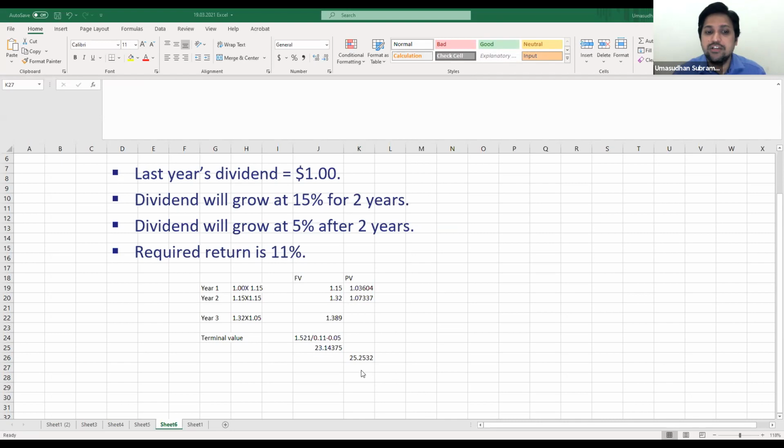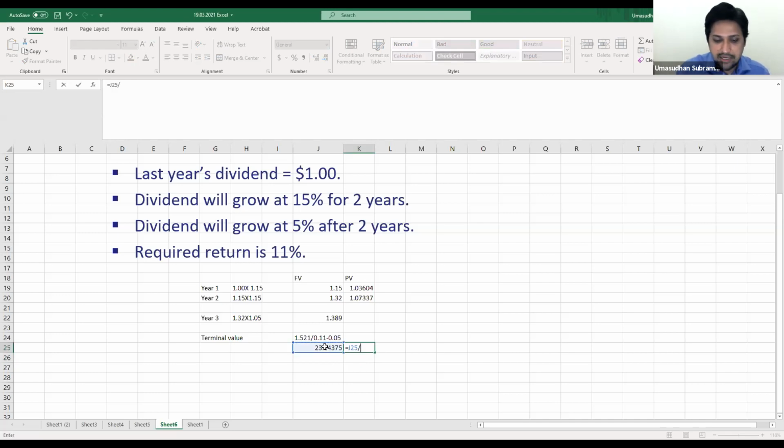By how many years do you need to discount the terminal value? Don't forget to discount the terminal value. A lot of analysts don't discount terminal value, which is a mistake, because this terminal value is not now. This terminal value is after some time. So what are we going to do here? We are going to take 23.143 divided by 1.11 to the power of 2.